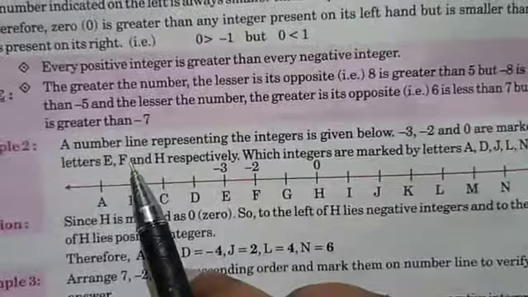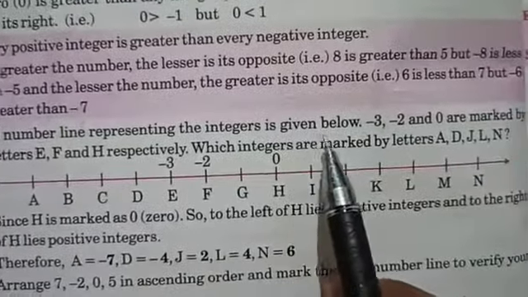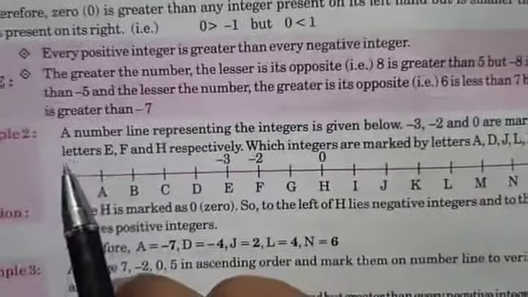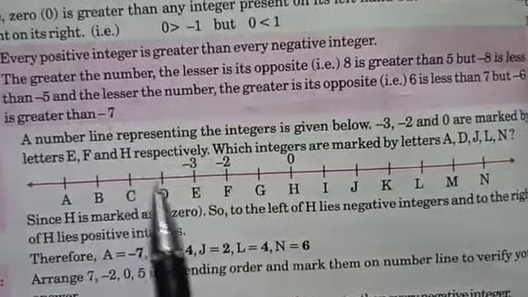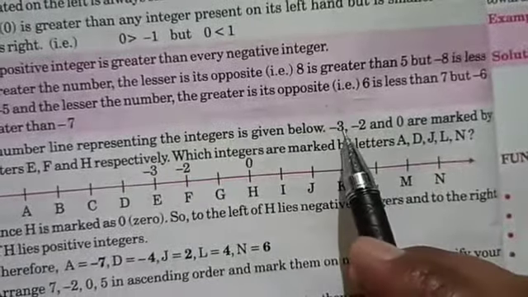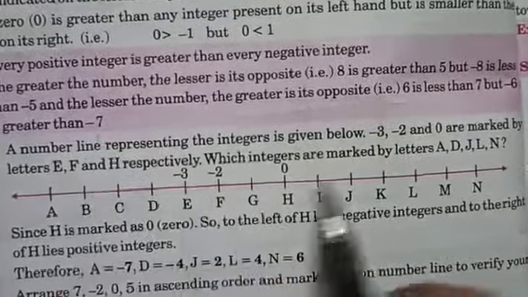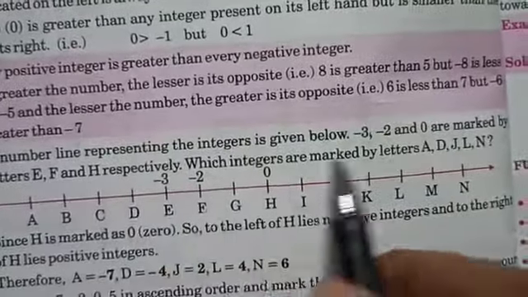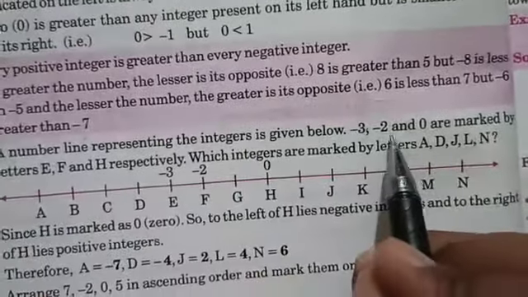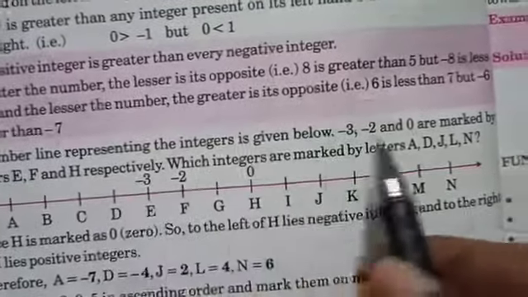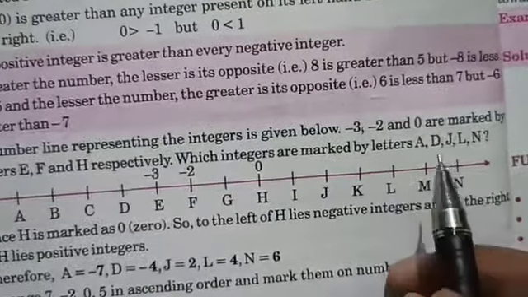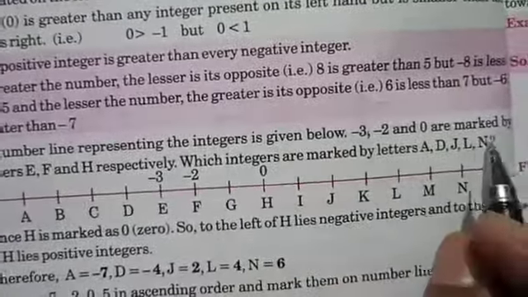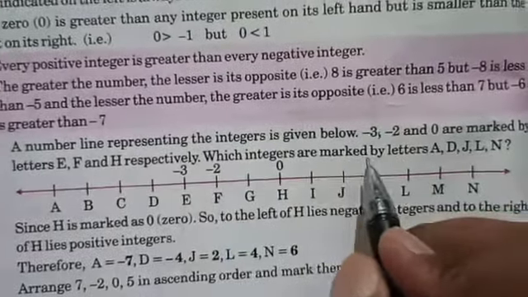Example 2. A number line representing the integers is given below. Minus 3, minus 2, 0 are marked by letters E, F, H respectively. Means E will be on the place of minus 3, F will be on the place of minus 2, and H will be on the place of 0. So we will put the conditions here.